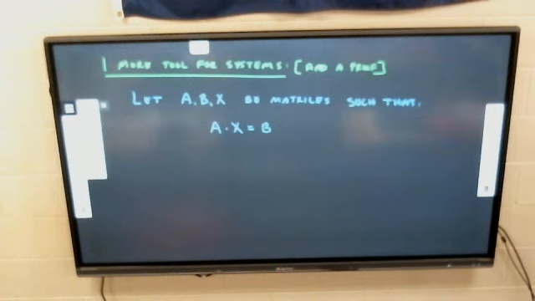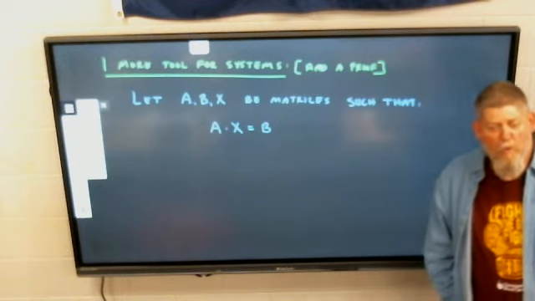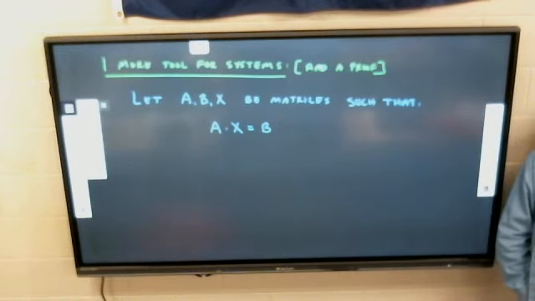All right, so I don't need to read this to you, but I'm going to. It says, one more tool for systems. Yes, we've given you several ways to solve systems of equations.